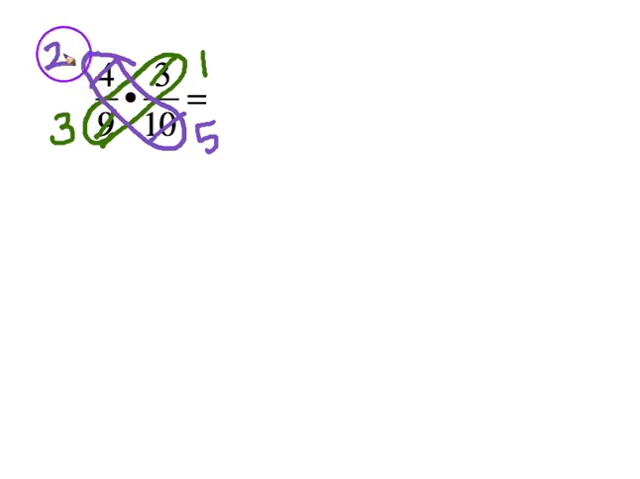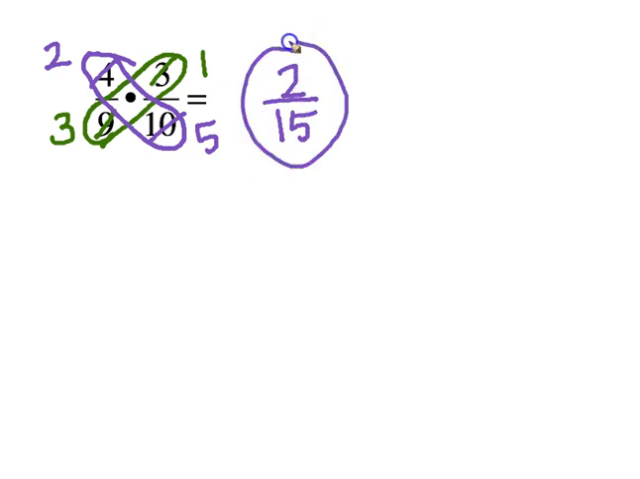So here I can multiply straight across. We're going to do 2 times 1, which is 2, and then 3 times 5, which is 15. I do always want to make sure that my answer is reduced. It is, so that is my answer.